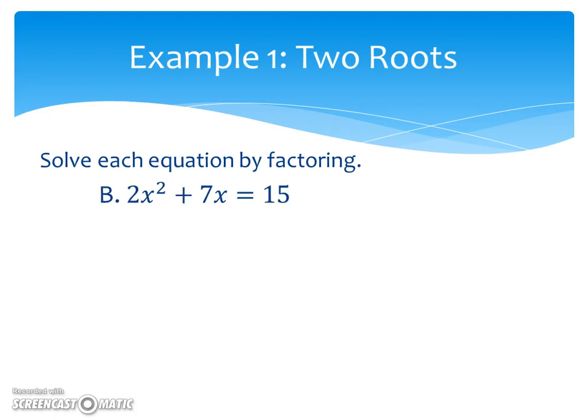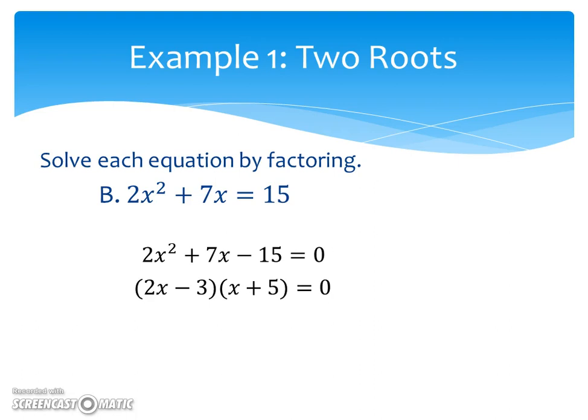Next one, we have the original equation, 2x squared plus 7x equals 15. We're going to subtract 15 from each side to get everything on one side. Then we're going to factor the trinomial, so we get 2x minus 3, x plus 5. We're going to use the zero product property to separate them. Then we're going to solve each equation. We get x equals negative 5 and x equals 3/2. So our solution set is negative 5, 3/2.